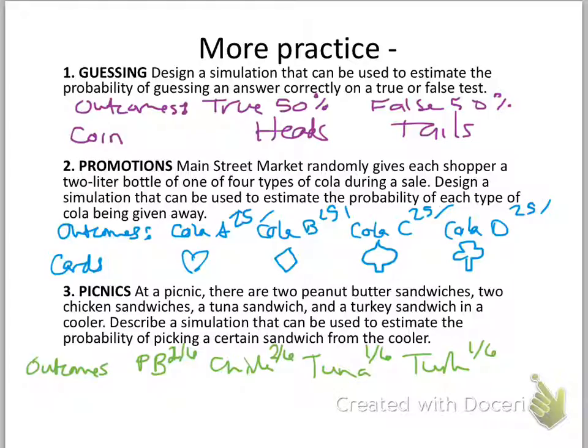So I think it would be cool if we did a random number generator. Random number generator. And let's just do numbers 1 through 6. So if it's a 1 or a 2, a 3 or a 4, a 5 or a 6. And I'll generate 50 numbers. Okay? So if I get a 1, that means I got a peanut butter sandwich. If I got a 6, that means I got a turkey sandwich.